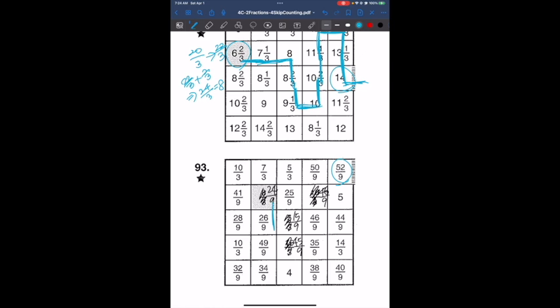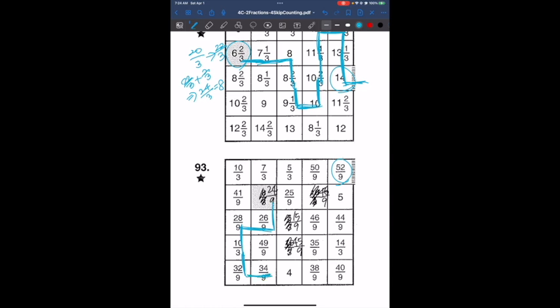And then we're going to go to this side, since we added 2 over 9. And then what happened next was we added 2 over 9 again. So that's going to be 30 over 9. And 30 over 9 can be simplified by dividing by 3, so we can get 10 over 3. Then we can add 2 over 9 again. So that's going to give us 32 over 9.